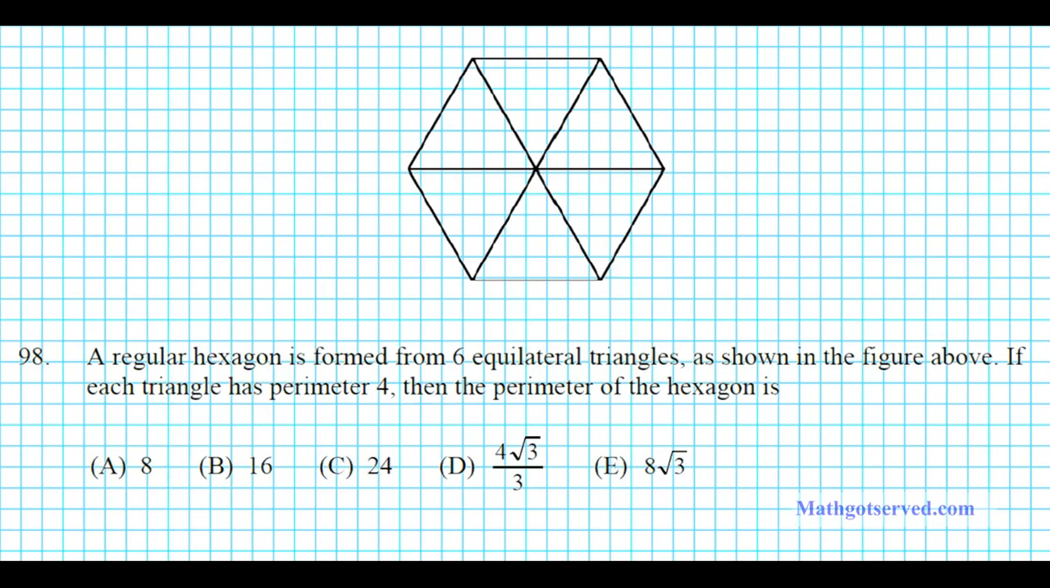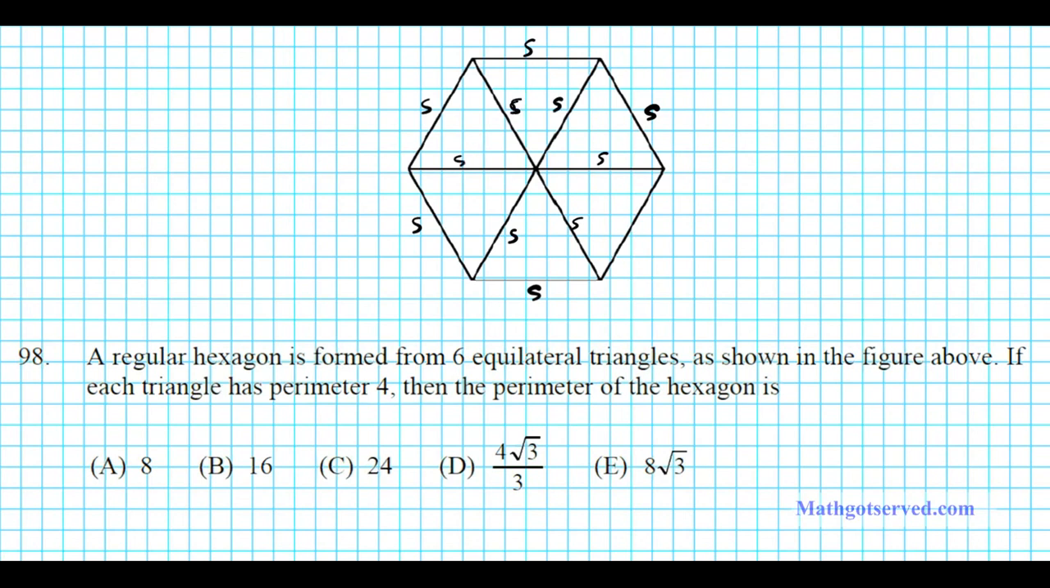Okay, let's take a look at problem 98. It says a regular hexagon is formed from 6 equilateral triangles as shown in the figure above. If each triangle has a perimeter of 4, then the perimeter of the hexagon is. So let's label our hexagon first, and then we can use our formulas to guide our problem solving process. Since this is a regular hexagon, all these triangles are going to be congruent, so each side is S.